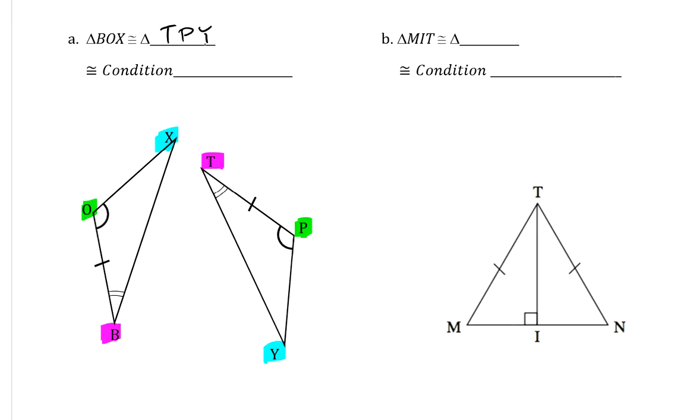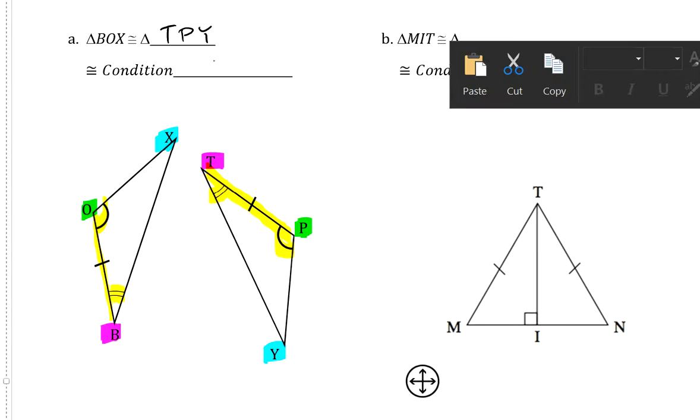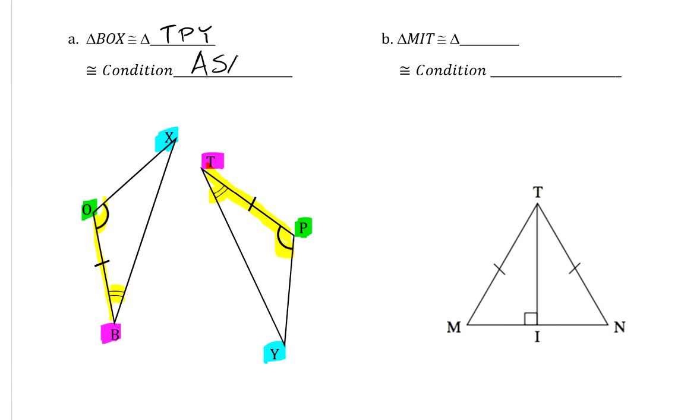TPY doesn't spell anything. BOX goes with TPY. And the triangle congruence condition that I have met is angle, side, angle. When I'm looking at BOX, I see there's this angle, then a side, and then an angle. So it's matching that ASA pattern. And over here I see the same angle, then the side that connects it, and then the angle. So this is ASA, angle, side, angle.